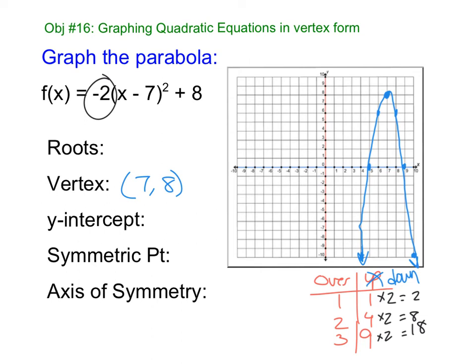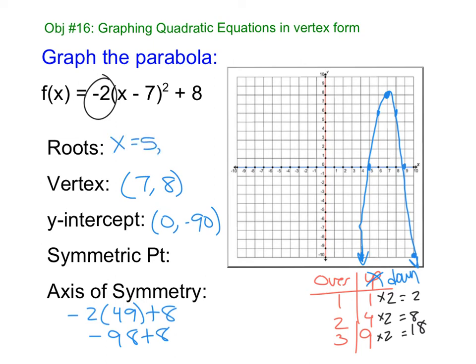A lot easier, right? Ooh, what is my y-intercept? -2 times 49 plus 8. -98 plus 8 is -90. My roots are 5 and 9. We don't really need the symmetric point here. If you want to put it, I don't think I put this on the quiz or the homework. We don't need the symmetric point for this. There's no point in writing it, but it's on here. And that's it.